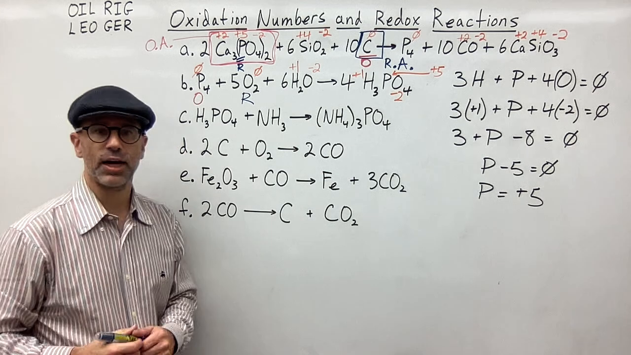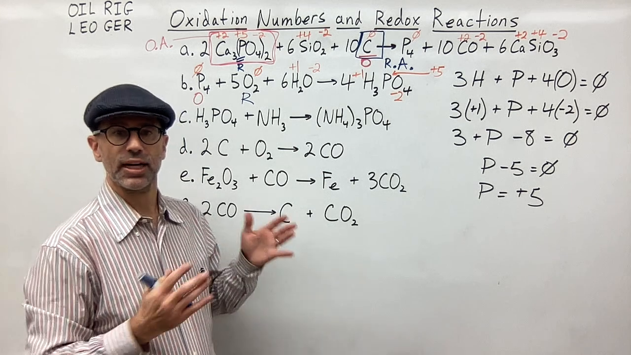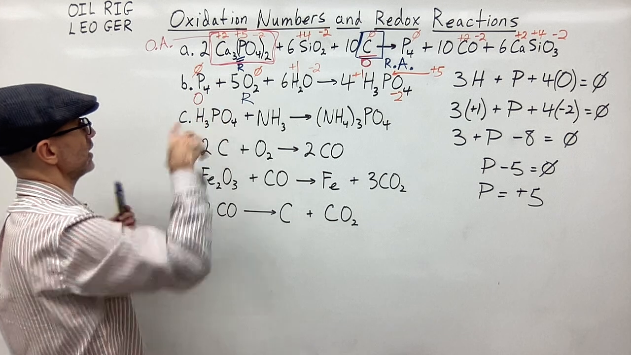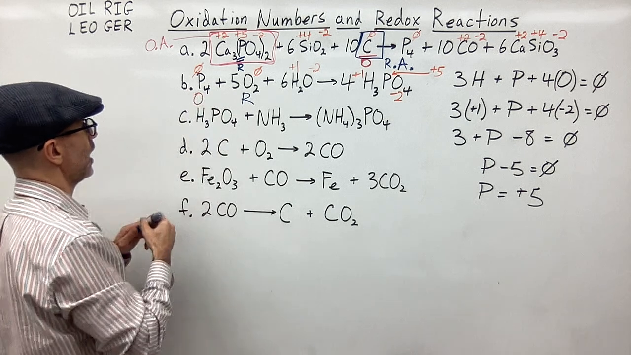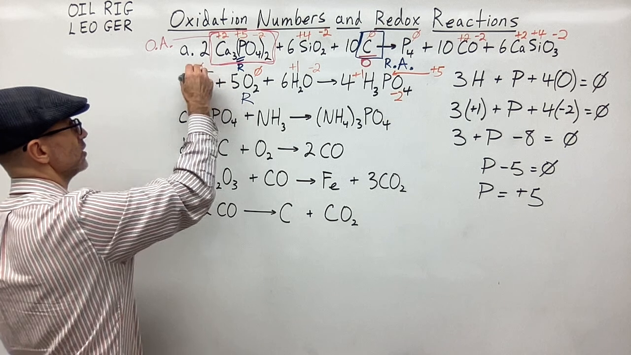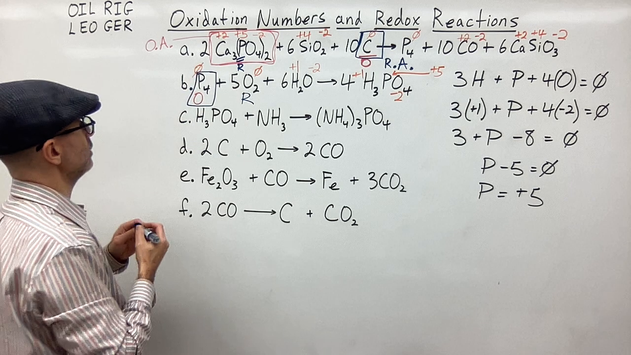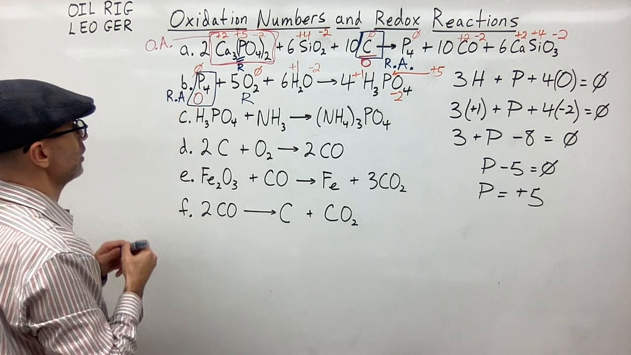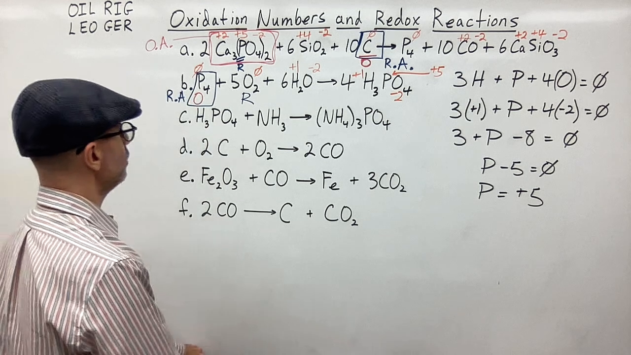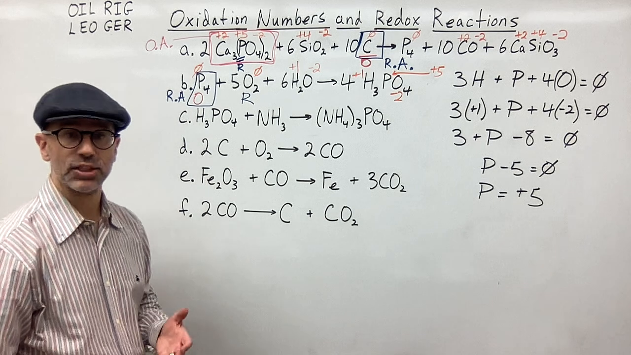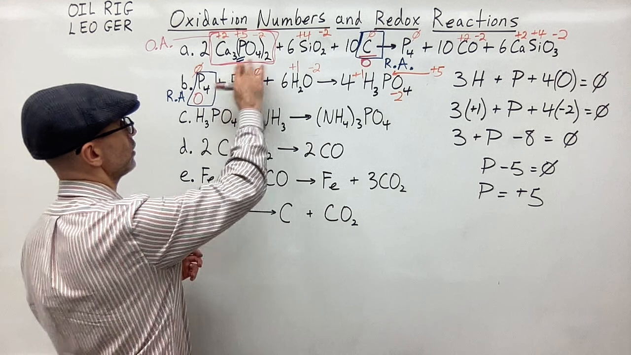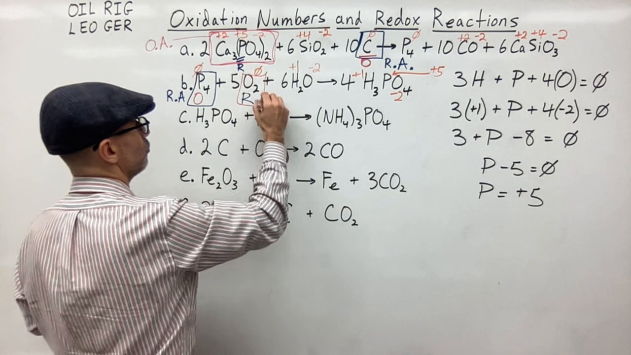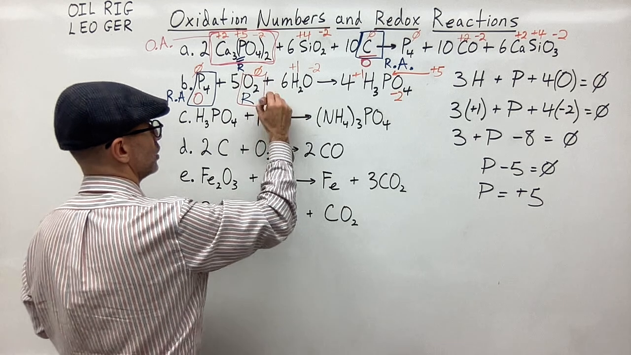So now we can identify what the reducing agent and oxidizing agent are. Remember, the reducing agent gets oxidized. Phosphorus got oxidized, so this is going to be the reducing agent. And then the oxidizing agent gets reduced. This got reduced, so the oxygen here, the O2, is your oxidizing agent, OA.